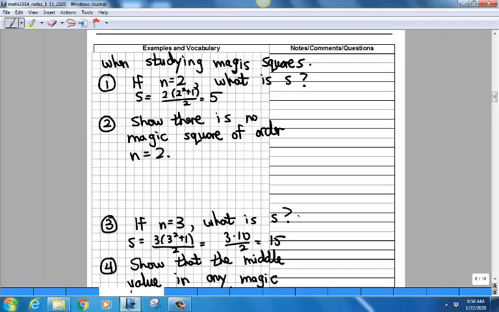Okay, so does anybody want to share why they think there's no magic square of order 2? Want to share your reasoning? Don't be shy here. A lot of people look like they're thinking about it. You want to share yours? Yeah, what's your reasoning there?